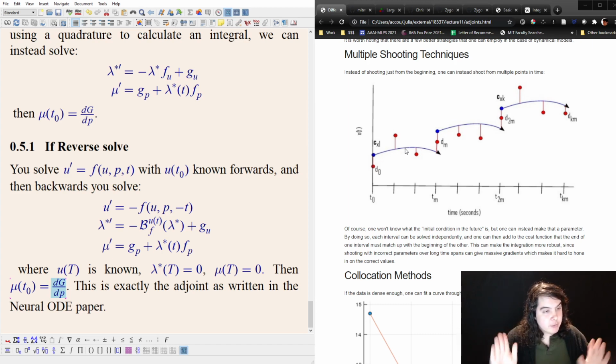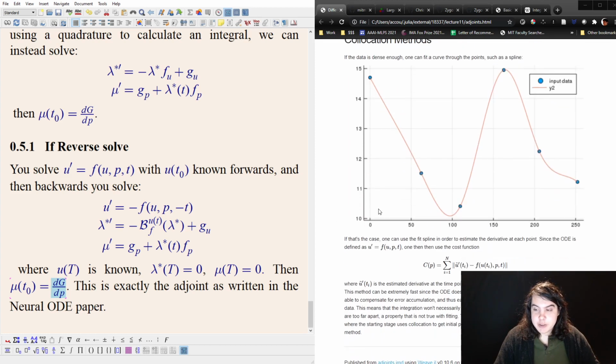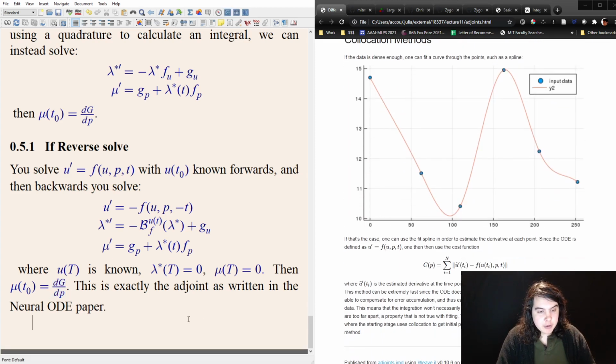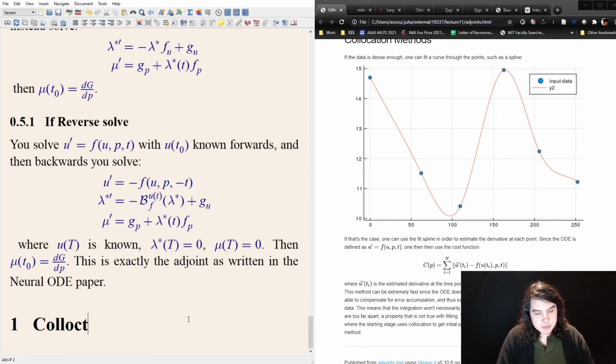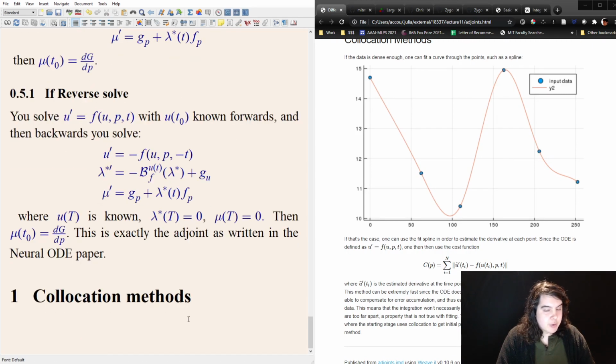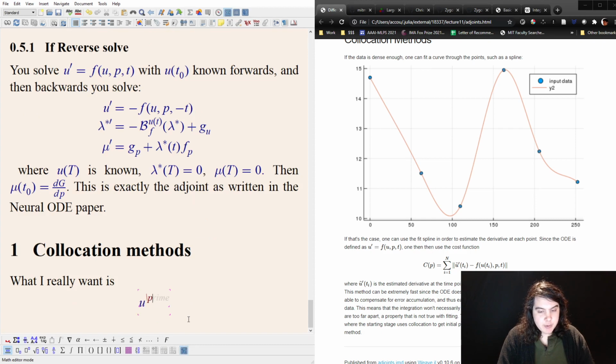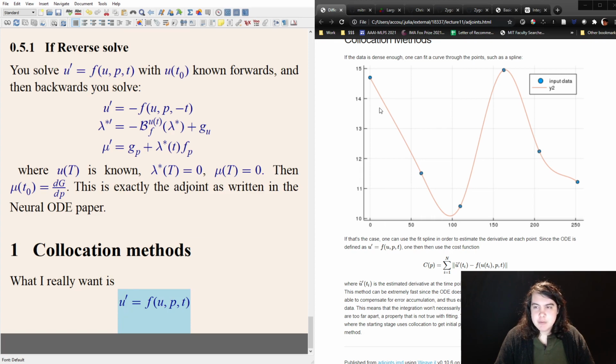Now, a completely different way is collocation methods. With the collocation method, what you say is, what I really want is u prime equals f of u, t. I have a bunch of data points. Can I get u prime from the data points? Well, if you fit a curve through it like a spline, then you can take the derivative of the spline at those points, and there you get a derivative estimation from data.